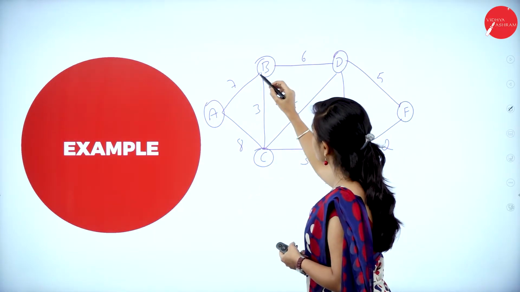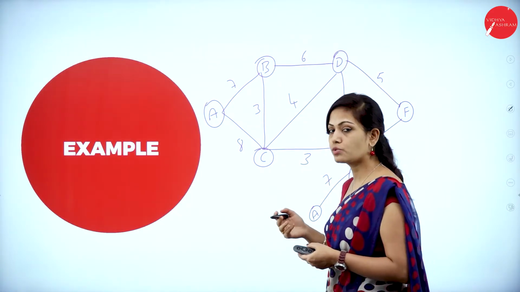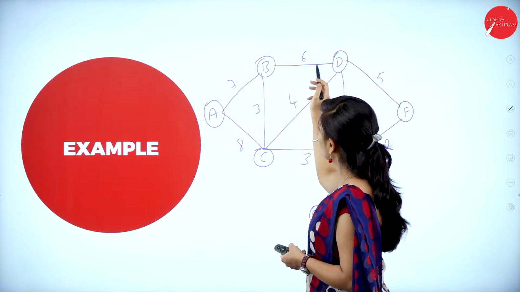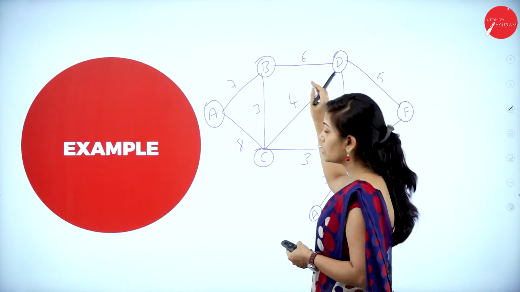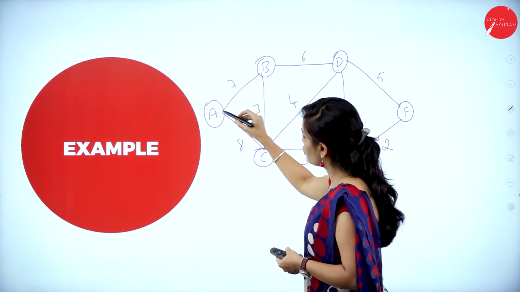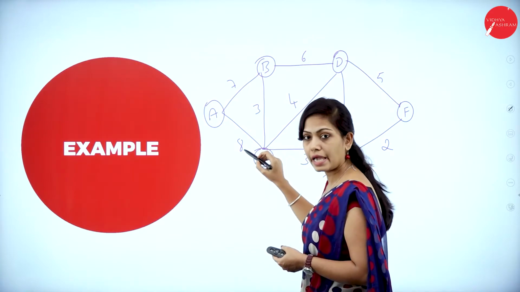Now, B is connected to D and B is connected to C also. Which is the shortest one among these two? So, here I have 3, here I have 6. So, for connecting from A to C, I skip this 8, right?